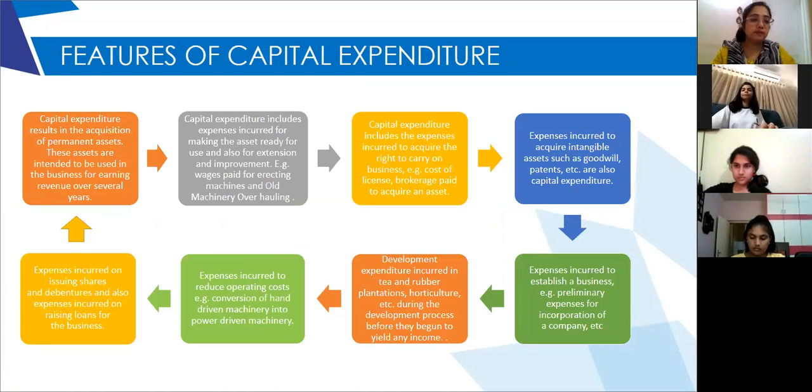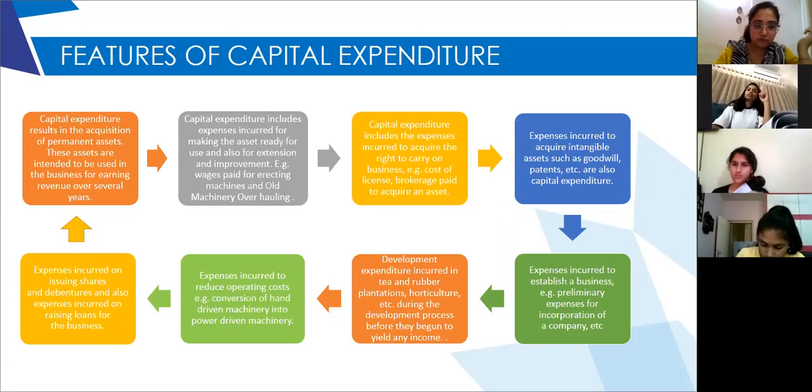Now let's go to the features of capital expenditure. Can you look at the screen, please? I have explained all the important features here. What are the types? Basically here features is nothing but what comes under the category of capital expenditure.